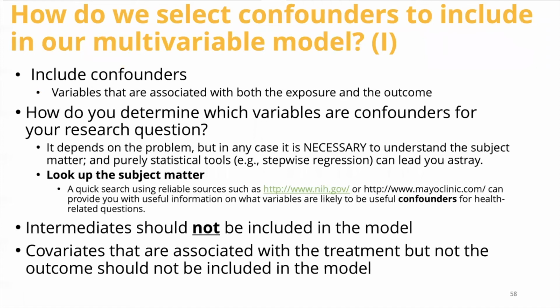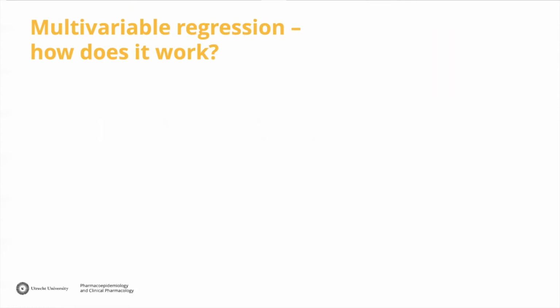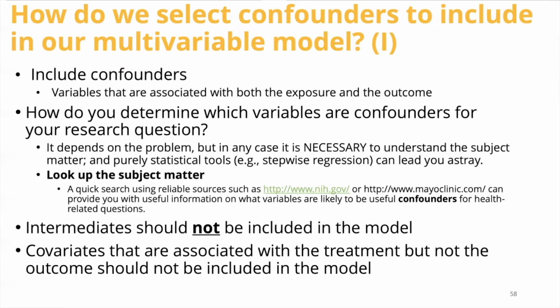So how do we actually select confounders? Actually, I really should know. I'm going to mention this later on. So how do we select confounders to include in our multivariable models? We have to include confounders, first of all. These are variables that are associated with both the exposure and the outcome.